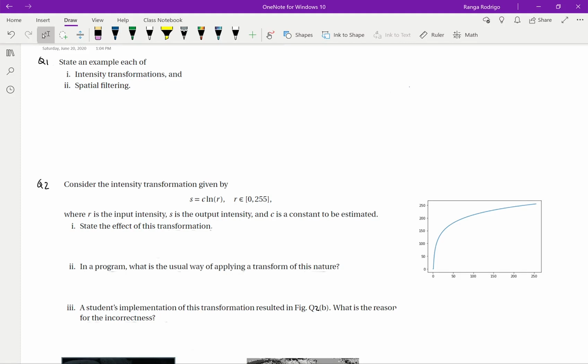Hello everyone, welcome. Let's do some questions on image processing. First question is: state an example each of intensity transformations and spatial filtering.